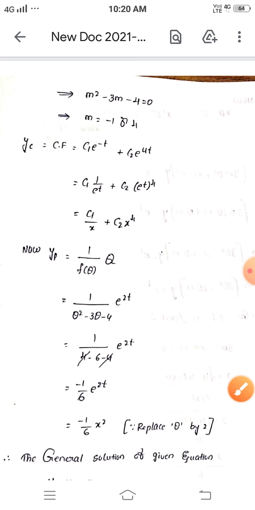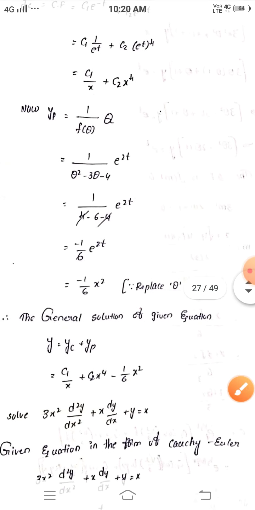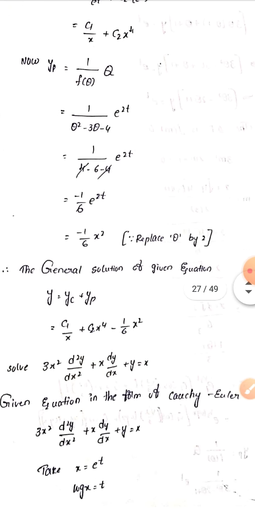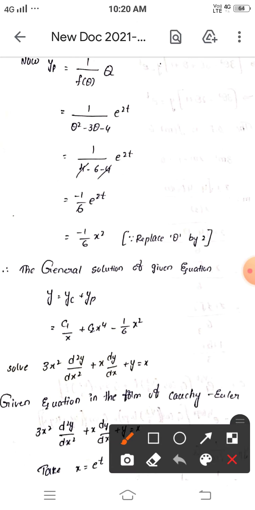After that we have to find the particular integral of the given equation. We know that for finding the particular integral, in the fourth unit, we have the formula 1 by f of d into q. Here f of d is nothing but theta square minus 3 theta minus 4.